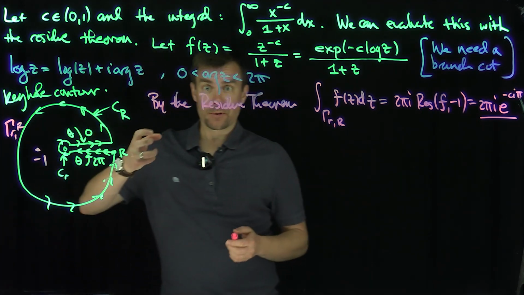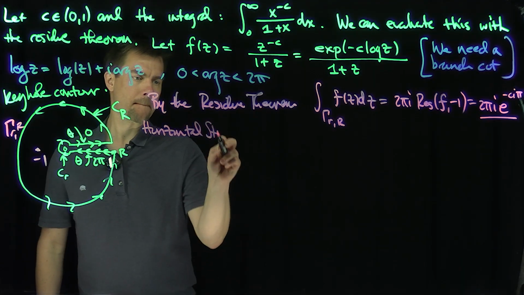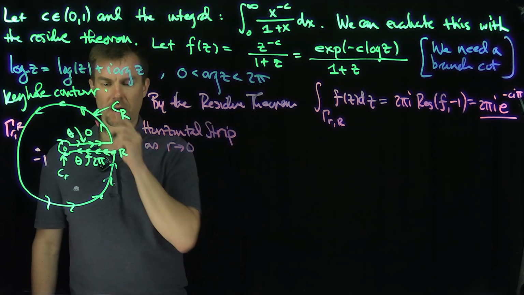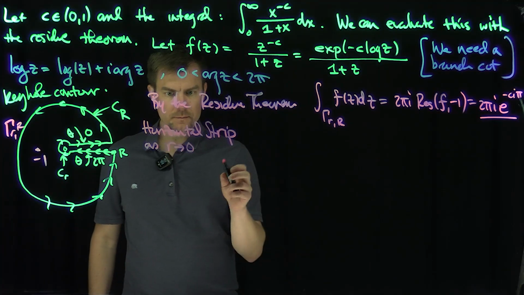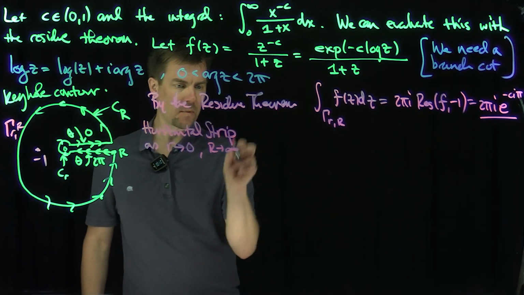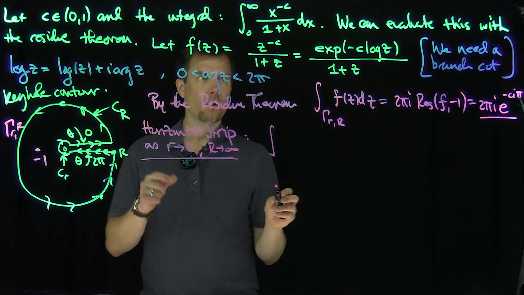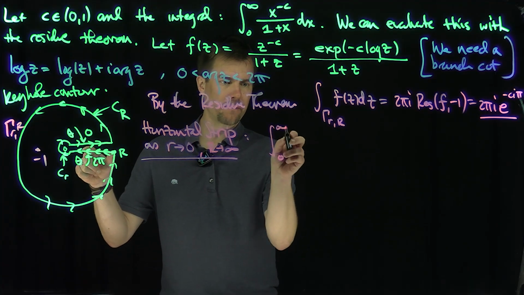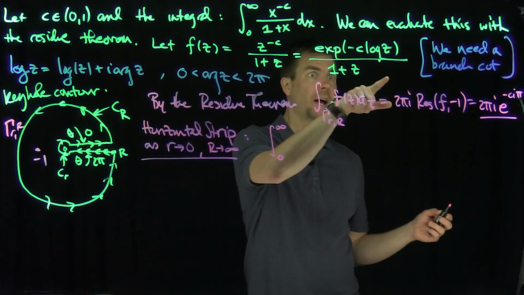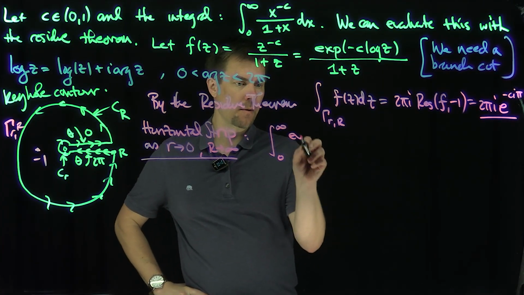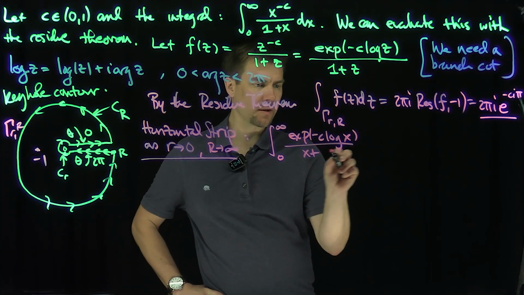And so now I need to figure out what the contributions are on each part, right? So on the horizontal portions, on these horizontal strips, as little r goes to 0 and big R goes to infinity, as little r goes to 0 and the strip collapses, what is it going to be? Well, we're integrating, big R goes to infinity. We're really integrating from what? Now on this top branch over here, you're going to integrate from 0 to infinity, right? Because that's where the x value is going to go from. And then what's the argument looking like? It's just going to be the log of plain old x over there, right? So it's going to be the exponential of negative c log x over x plus 1 dx.